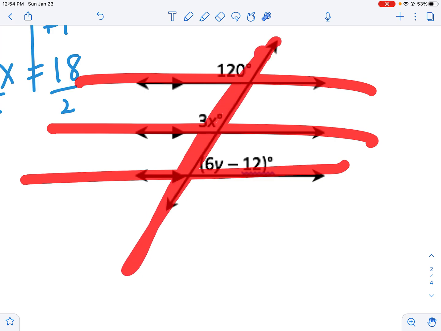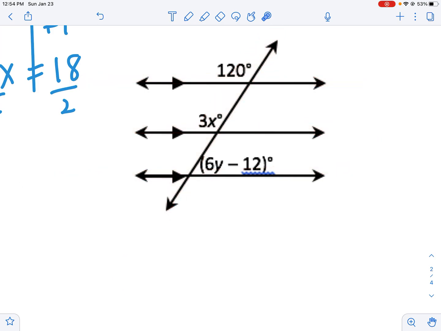So taking a look at this last one that we're going to look at, it might look a little bit complicated. If you notice, we have 3 lines and still 1 transversal. Okay, I'm going to use 120 both times because I don't want to try to have x and y together. Okay, so I'm going to start by figuring out what do I know about these angles.